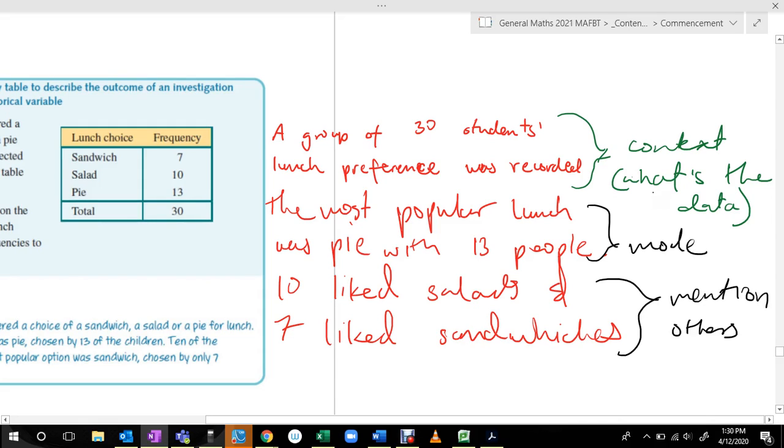If there's like 50 bits of data, don't write all 50 of them. Okay, just write the most frequent and maybe select like 3 or 4 from there. So maybe go for the middle and then go for 2 in the middle and then maybe 2 in the end. That's it. Okay, you don't want to be writing too much things.